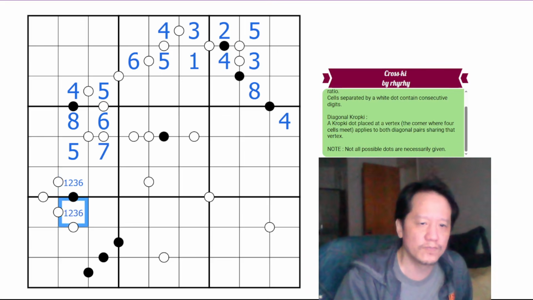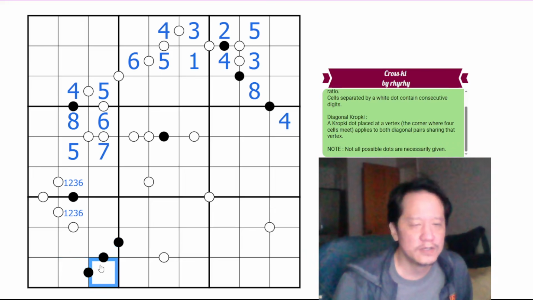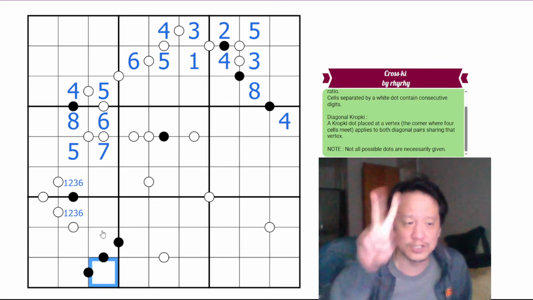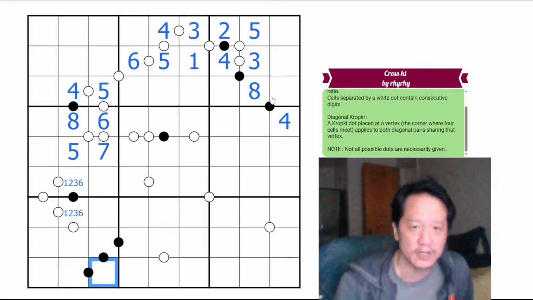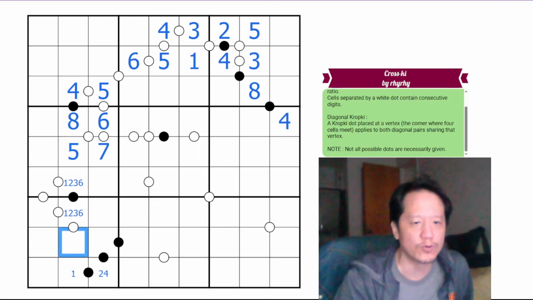Well, we have this scenario with this digit being in a 1 to 2 ratio with both of these cells. So the only digits which can be in a 1 to 2 ratio with two other unique digits are 2 and 4, as we said here. So this is 2 or 4. If it's 2 here, this has to be 1 because it cannot be 4. If this is 4 here, this has to be 2 because it can't be 8.